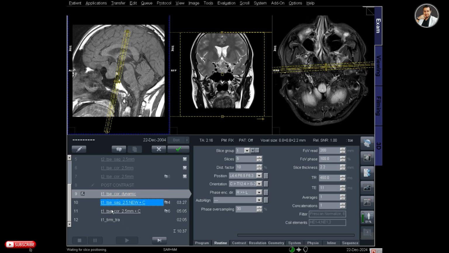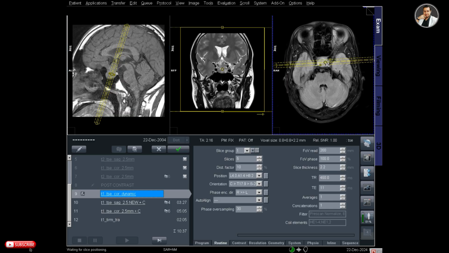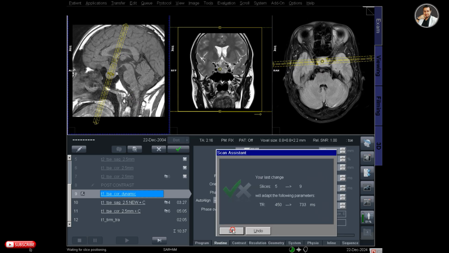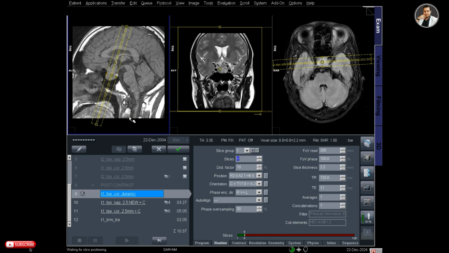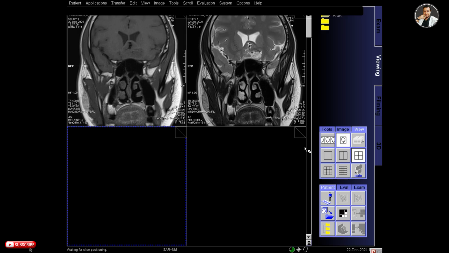Now I am planning for the T1 coronal dynamic. In the dynamic sequence there are 5 slices and each slice is 2.2 millimeter, and you can see that I am planning over the coronal image. The dynamic is a coronal sequence, so plan over the sagittal image and the axial image.